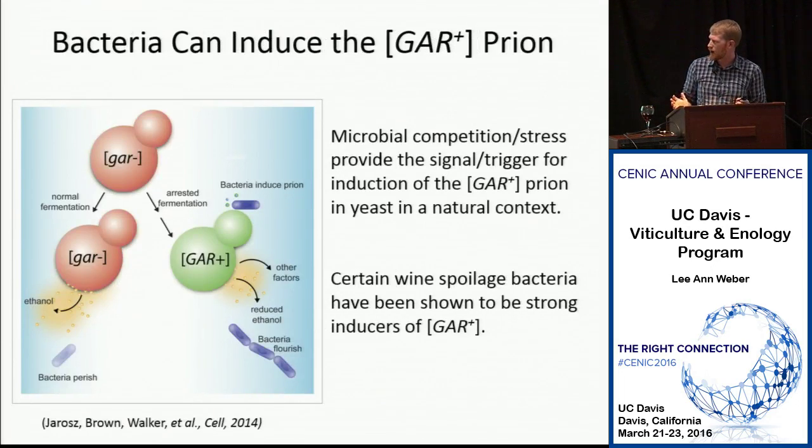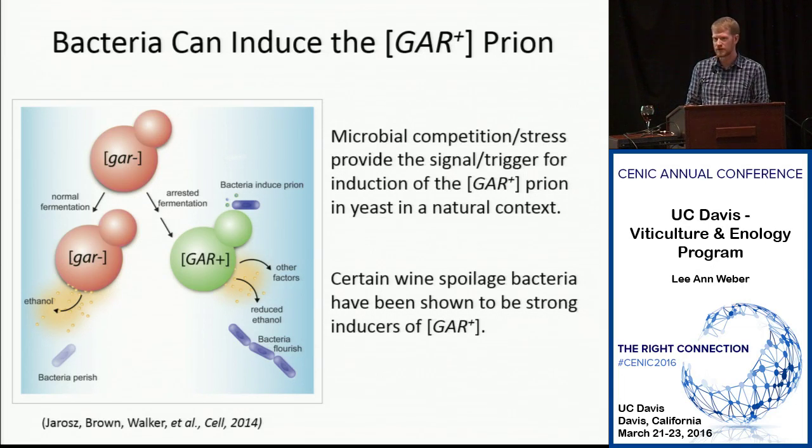So here's a little graphic from a paper we published in Cell back in 2014. The idea is that there's bacteria present in fermentation. They're spitting out a small molecule effector that the yeast perceive as a stress signal. Yeast decide to fundamentally change the way they interact with their environment by changing the conformation of PMA1, and that results in the induction of the GAR plus prion within this yeast population. That ends with reduced alcohol, slower fermentation kinetics, and far more bacteria being viable during fermentation. So this is not what a winemaker would want for the most part.